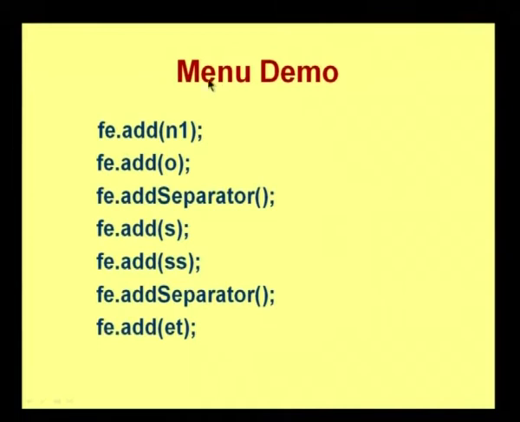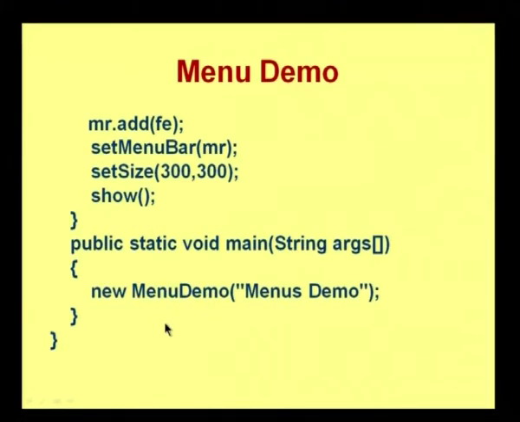Now after I construct them, I am adding them. FE is nothing but your menu. In the menu I am adding the menu items. I am adding the first item, second item, then I am adding a separator. Then I add two more elements, then a separator and then another element. So now I will have two elements, a separator, and one element. After I add all the elements on the menu called file, MR is my menu bar. In the menu bar I am adding that particular menu.